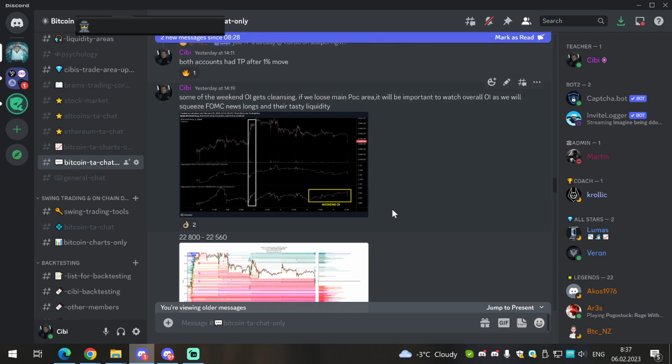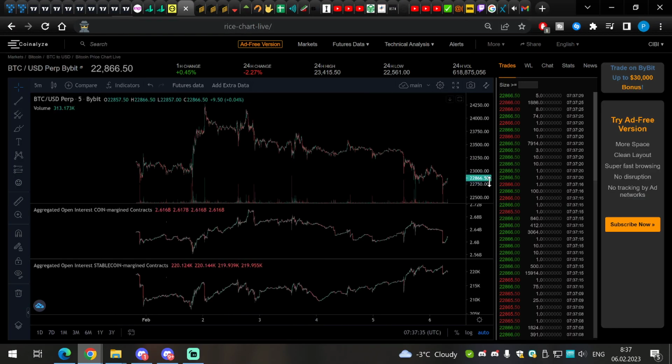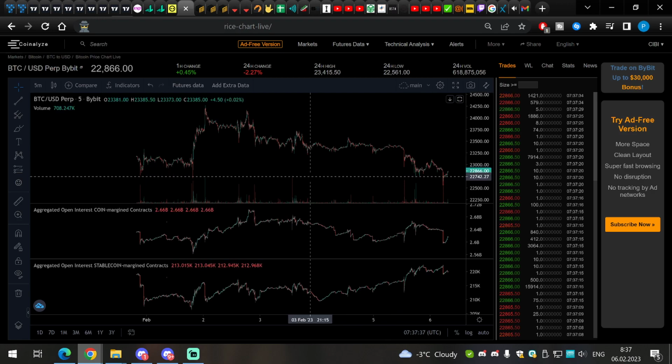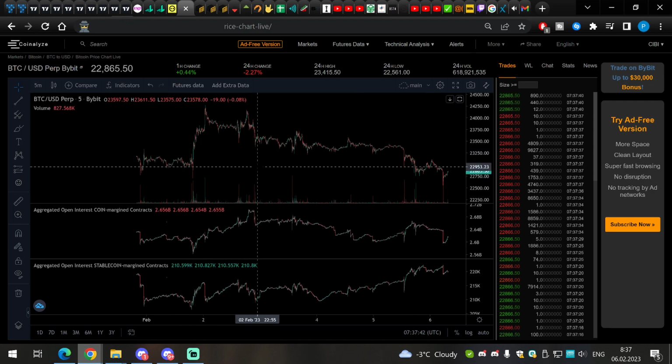You can also stop the video if you want to read more of what I was posting, but it was very obvious for me already from open interest. I said some of the weekend open interest is getting cleansed. If you lose the main POC area, it will be important to watch overall open interest, as we will squeeze FOMC news longs and their tasty liquidity. So for me, it's very important because I can predict a lot of stuff with open interest. Where is the big pain on the market? Use it as context with other tools.